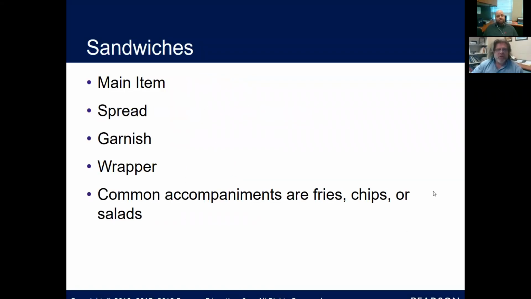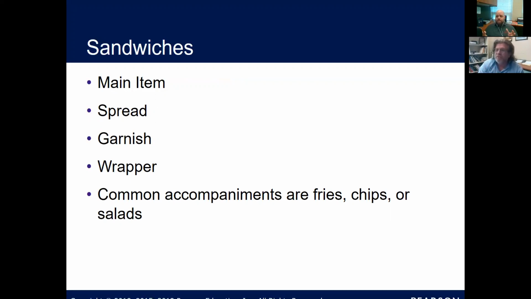Sandwiches tend to be an entree. They tend to be a main item, and they have a number of components that make them up. So you have whatever the primary component of the sandwich is. In a hamburger, it's going to be the meat patty. It has some sort of spread on it, usually to enhance flavor. So you'll have mayonnaise, mustard, ketchup, and barbecue sauce.